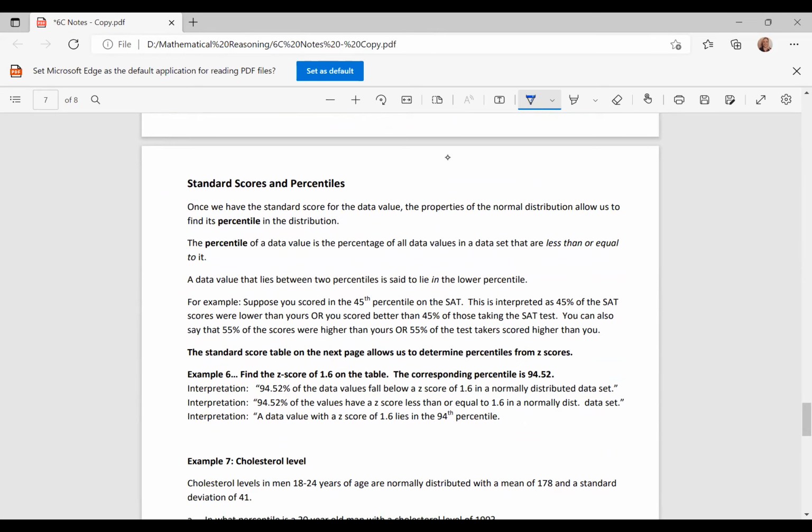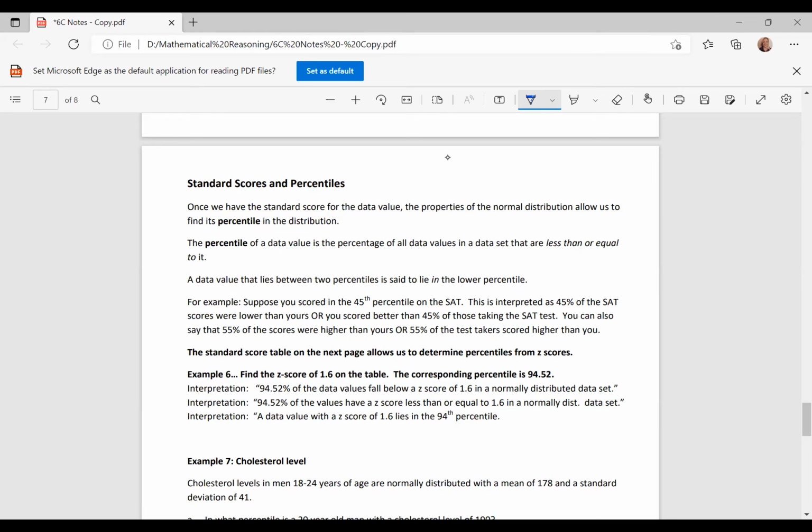For example, suppose you scored in the 45th percentile on the SAT. This is interpreted as 45% of the SAT scores were lower than yours, or you scored better than 45% of those taking the SAT. You also can say that 55% of the scores were higher than yours, or 55% of the test takers scored higher than you. So they want us to find the z-score of 1.6 on the table.